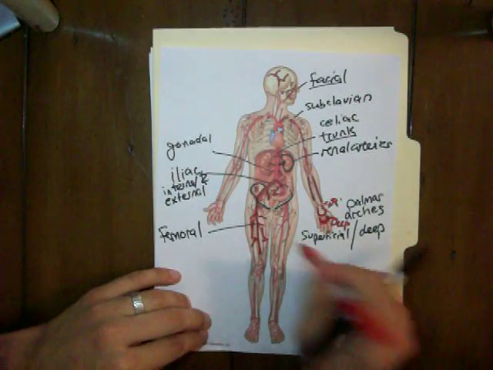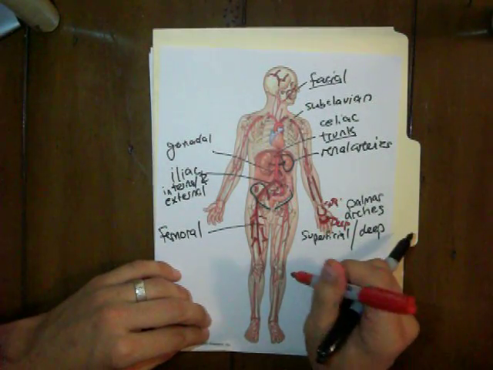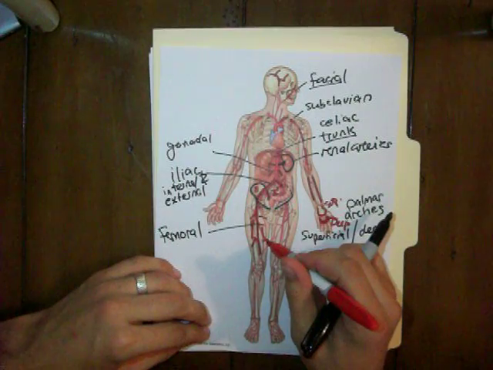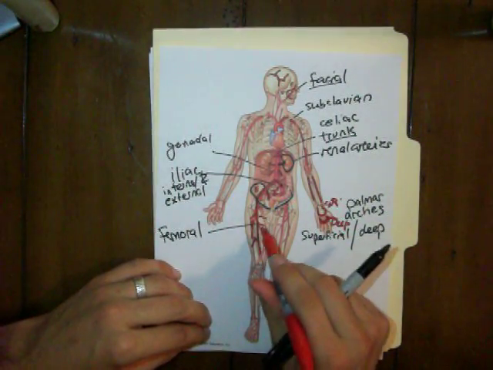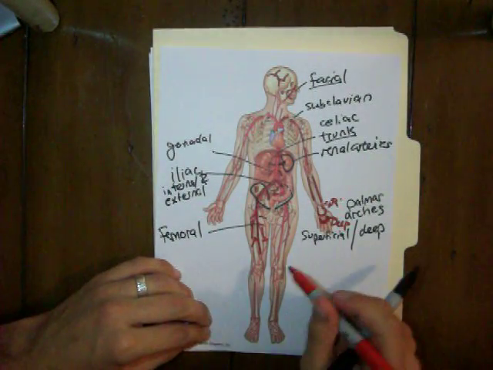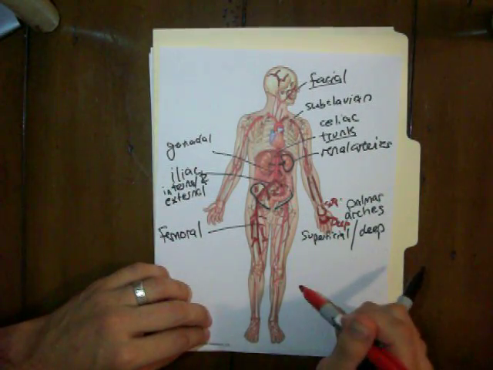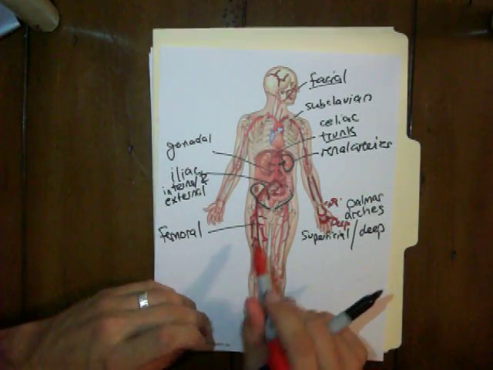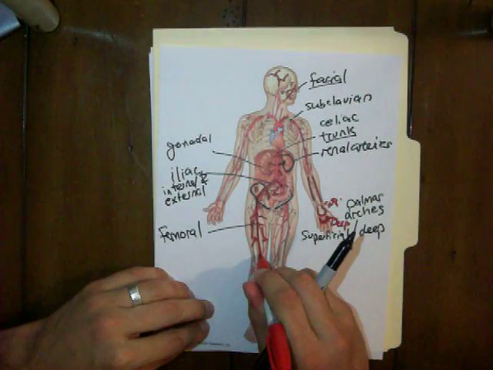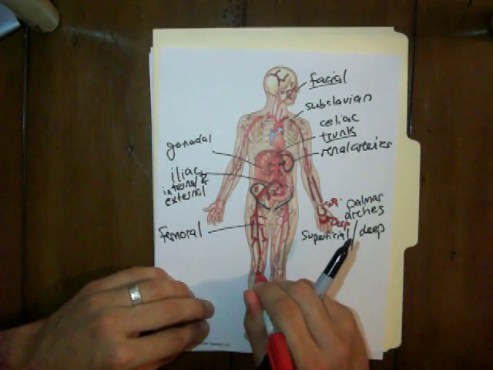And of course all of these branches will continue to branch and branch into smaller and smaller vessels until they're about the size of a single red blood cell. So you don't want to get too distracted by all of those branches. If you need to know those in a future class, you'll learn them. But now we're just worried about the femoral artery primarily. And we'll follow that down until it kind of dips here behind the kneecap.